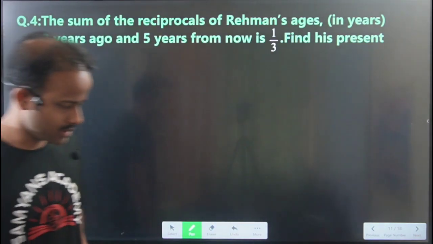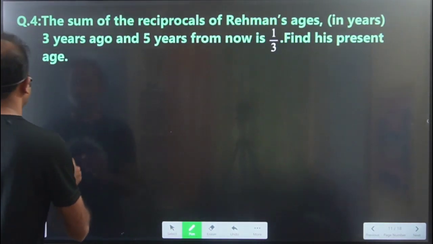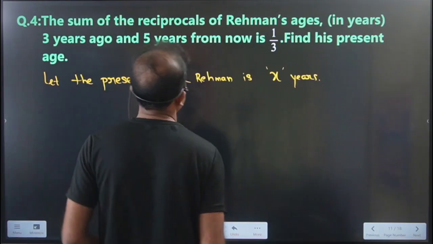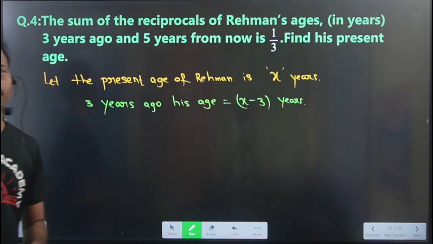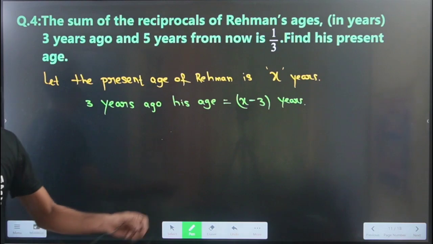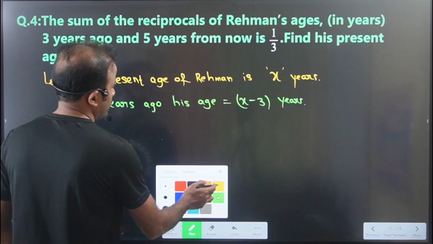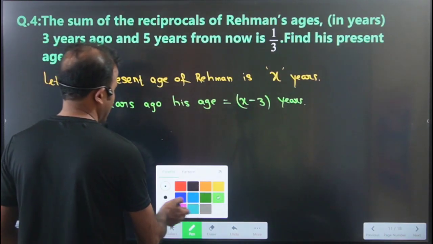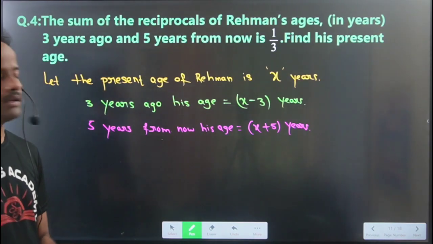We don't know the present age. Let the present age of Rahman be x years. Then the question says 3 years ago and 5 years from now. What is his age 3 years ago? 3 years ago, his age is x minus 3 years. Then 5 years from now, what is his age? 5 years from now, his age is x plus 5 years.